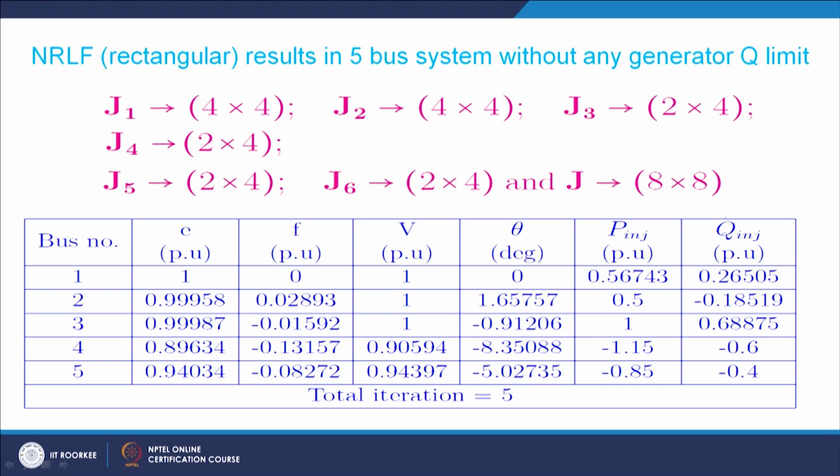So without any generator Q limit, these are the results. It takes 5 iterations. And these results are identically the same as what we have obtained corresponding to GSLF and NRLF polar. The only thing to be noted is that, as compared to GSLF, the number of iterations taken by the Newton-Raphson rectangular technique is also pretty low, it is only 5, earlier it was roughly 69 or 70.